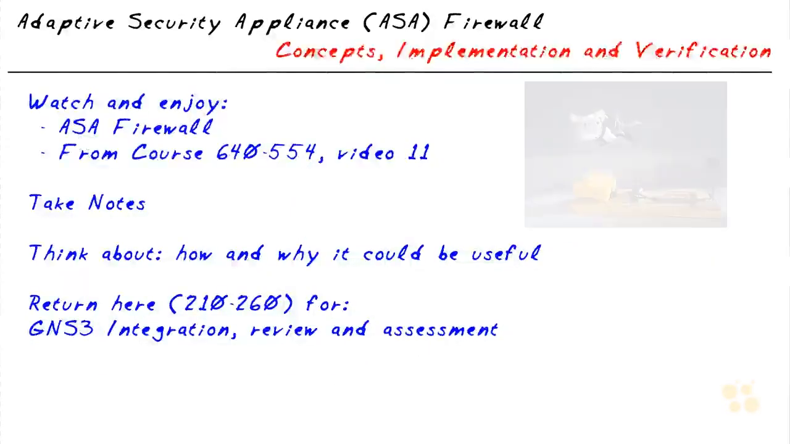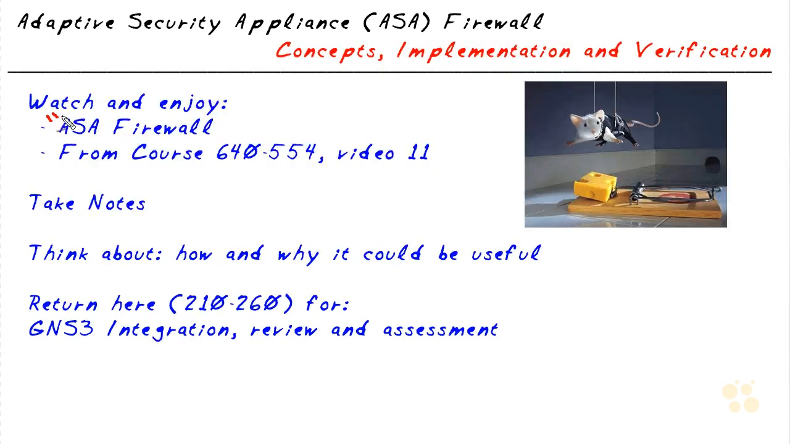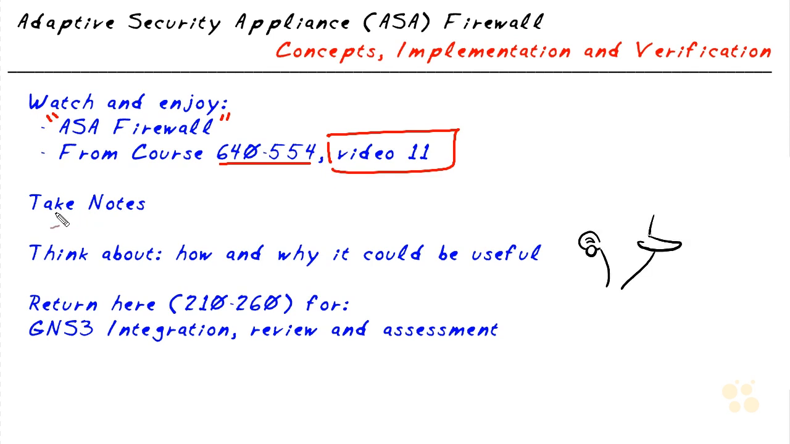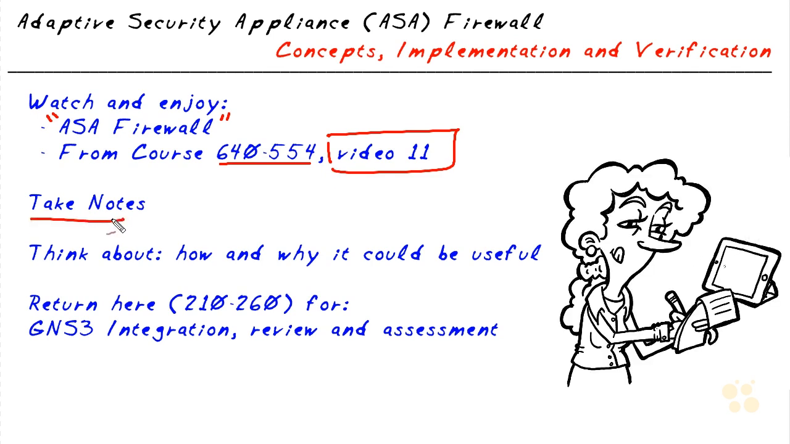Your mission, should you choose to accept it, is to watch the video called ASA Firewall, and that's from the 640-554 course. It is video number 11. Take notes as you go through it, because what I've discovered is that even if I never go back and look at the notes that I created, just the benefit of writing those notes assists me in learning it and interpreting the information that much quicker. And I want you to have that same benefit as well.